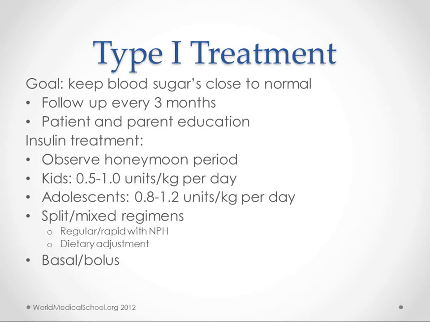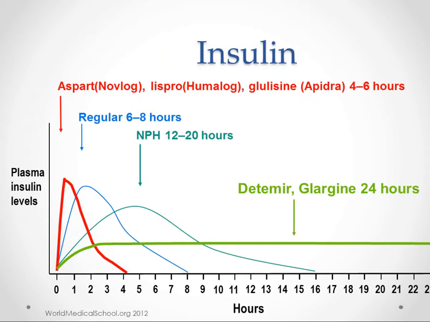Kids get 0.5 to 1 unit per kilogram per day. Adolescents a little bit more. We have these different types of regimens that we used, the split mixed and the basal bolus. And these are based on the different types of insulin.